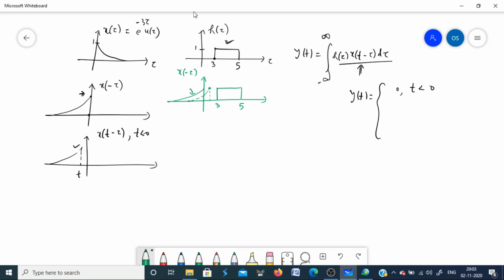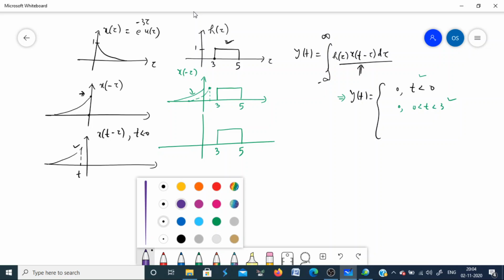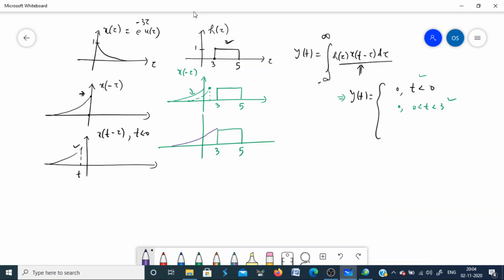Okay, so if this t is less than 3, the product is again 0 because they are not overlapping. It means your y(t) is basically 0 for t less than 0, and it is also 0 between 0 and 3. Now when you reach t equal to 3, since this pulse is fixed, the second pulse at t equal to 3 will become like this. Okay, it will reach here.